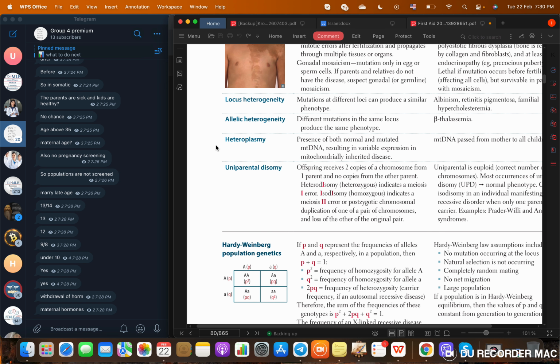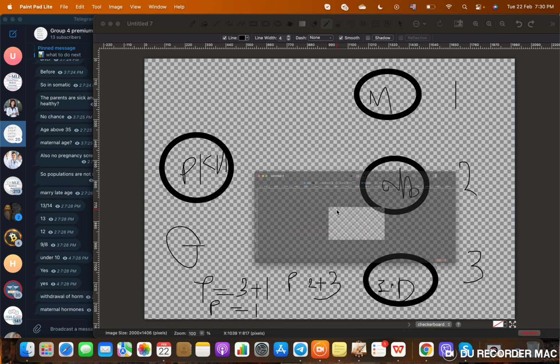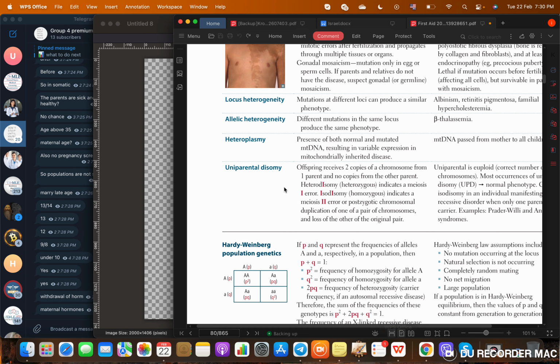Locus heterogeneity and allelic heterogeneity. So what is this? For example, if you have mutations at different places that lead to a similar phenotype. So this was pleiotropy and variable expressivity. Now we are going to change the stuff. Let's say that, actually let's just do it here.